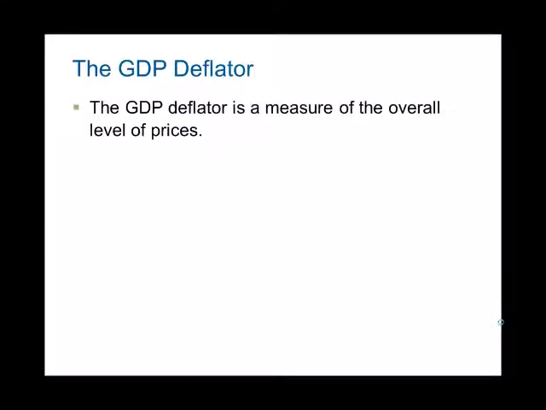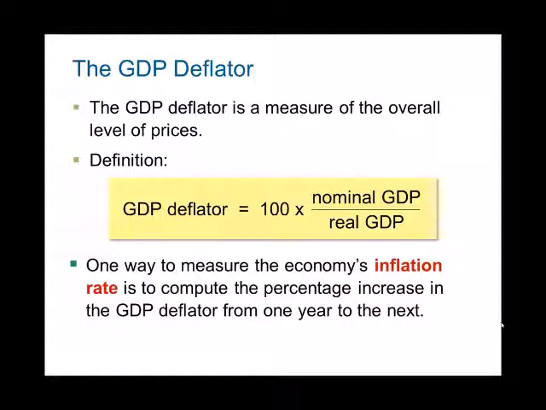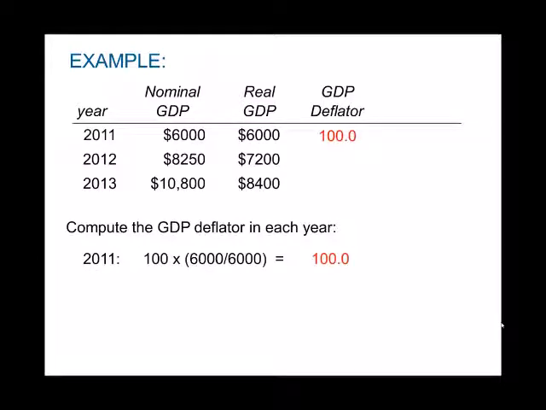Now, the GDP deflator is an overall measure of prices. One way of measuring how prices change from one year to the next is using the GDP deflator. The definition is this: nominal GDP over real GDP times 100 is the GDP deflator. Students always make the mistake of putting real on top and nominal on the bottom, but it's always nominal GDP on top. So one way to measure inflation is to measure the percentage change of the GDP deflator from one year to the next. In this case, for the base year, the GDP deflator is always going to be 100.